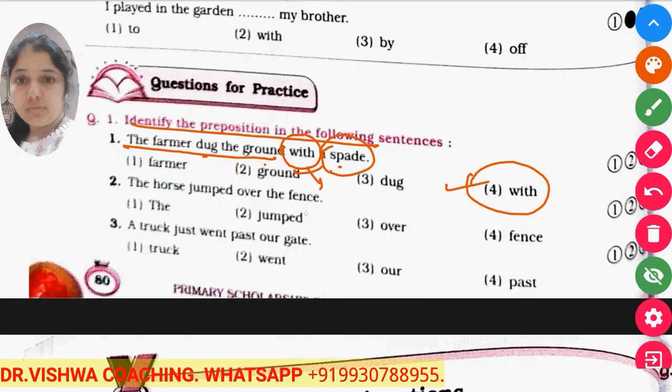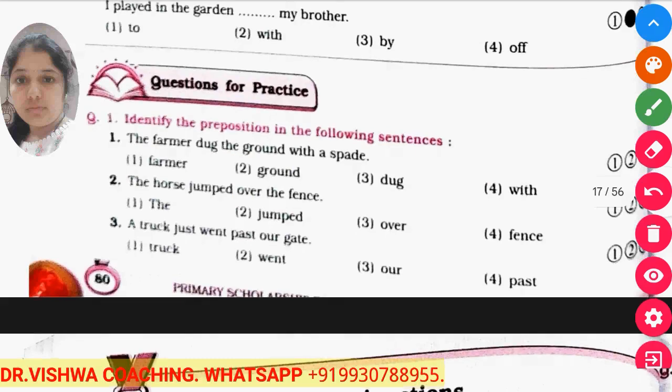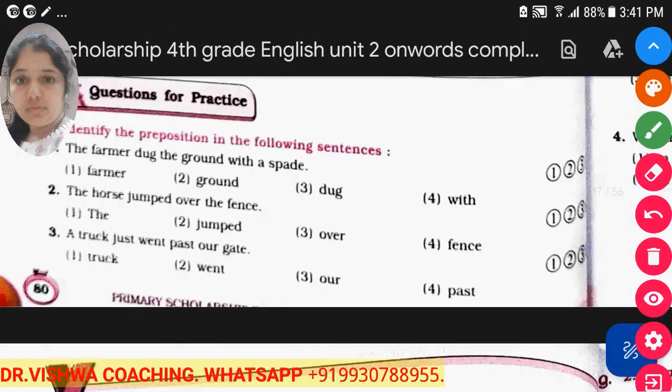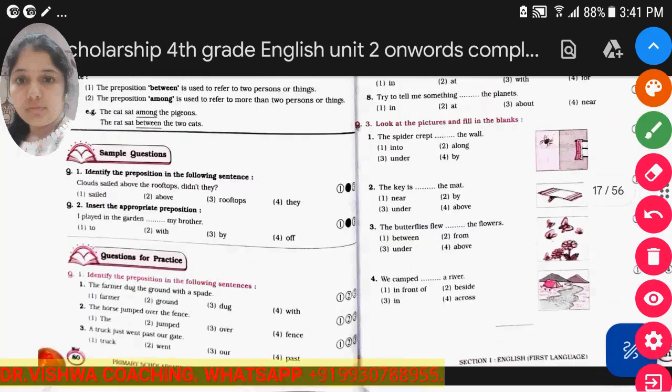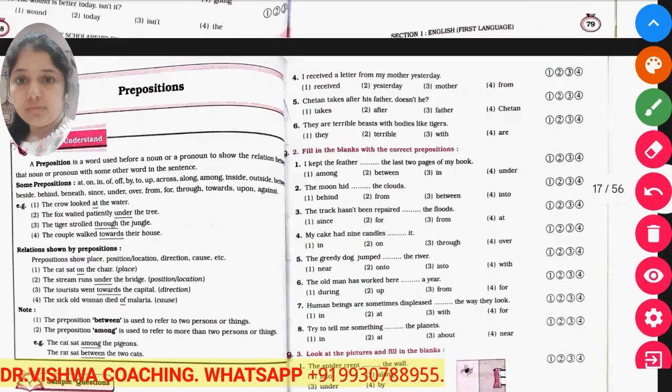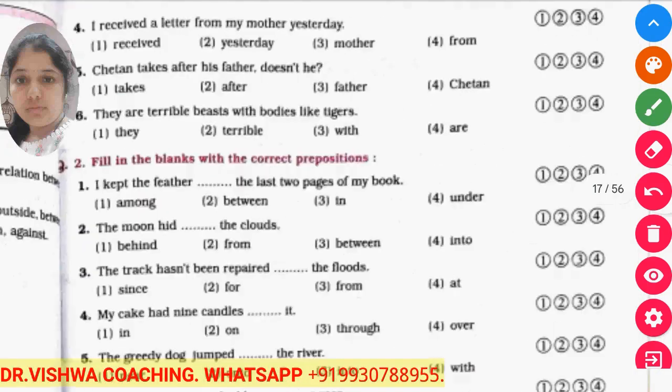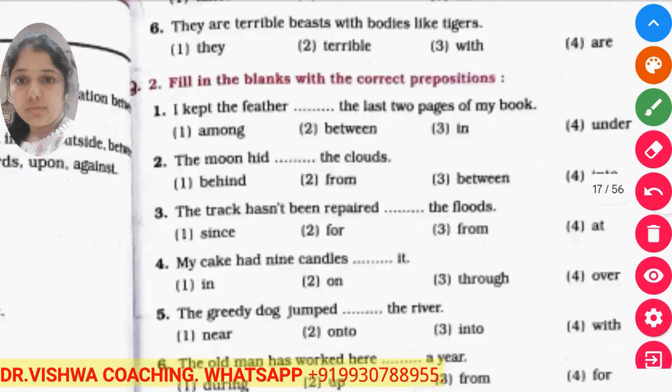The horse jumped over the fences. Now the horse is jumping and there is a fence. So in between these two terms, which word shows the relation? The word over shows the relation. So that's why over is the preposition here. A truck just went past our gate. So here past is a word which shows the relation between the timing of the truck when it leaves and the gate. So it is the preposition. Now fourth, fifth and sixth you try at home.